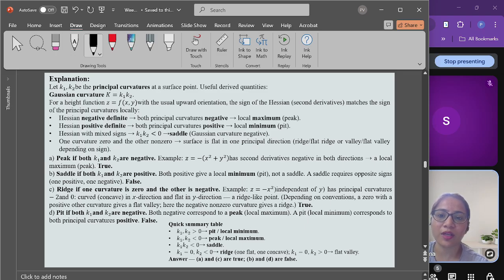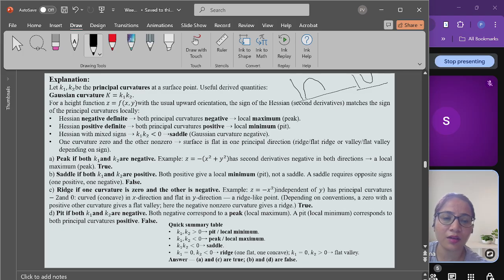If both principal curvatures are positive, then you will find a local minima, that is a pit. So a local minima is a pit and a local maxima is a peak. Different functions produce different types of derivatives and Gaussians. If the Hessian is mixed, that is K1 and K2 have opposite signs, there is a saddle point in the Gaussian curvature.